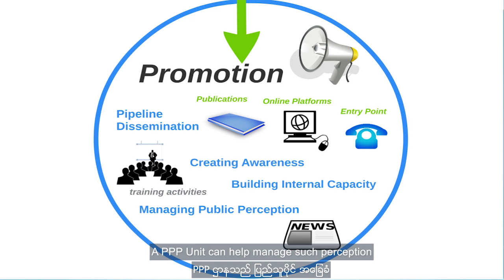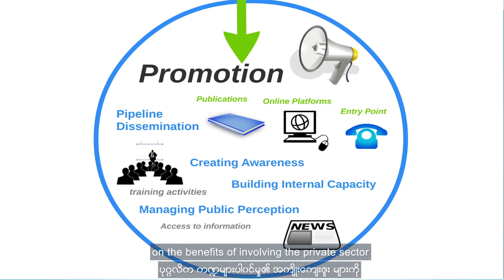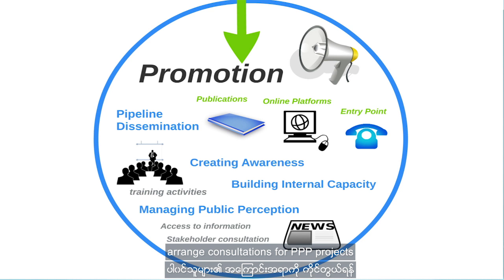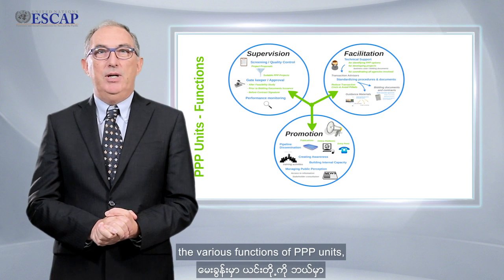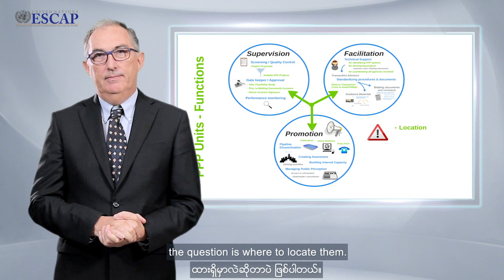A PPP unit can help manage such perception by providing information to the public on the benefits of involving the private sector in public infrastructure delivery. PPP units can also arrange consultations for PPP projects to address stakeholder concerns. Now that we've reviewed the various functions of PPP units, the question is where to locate them.